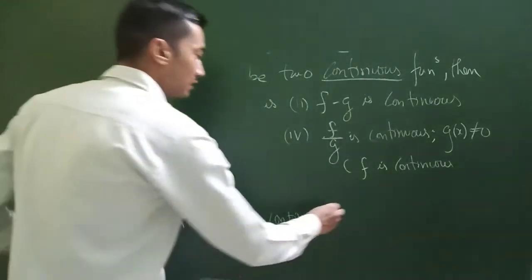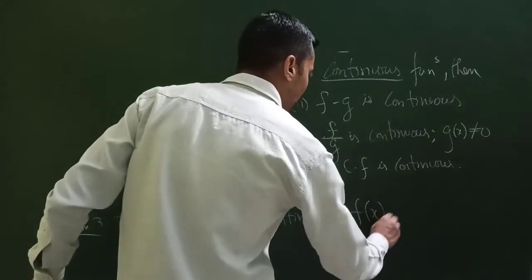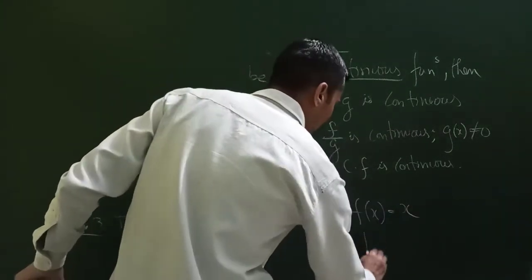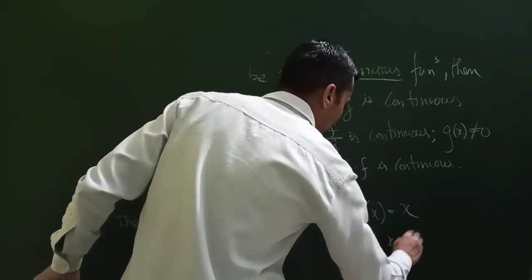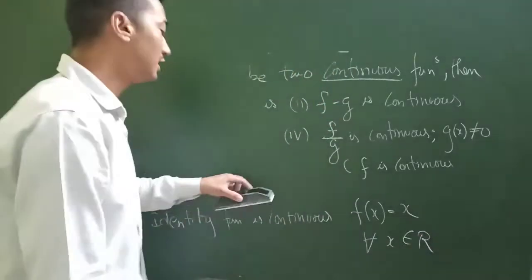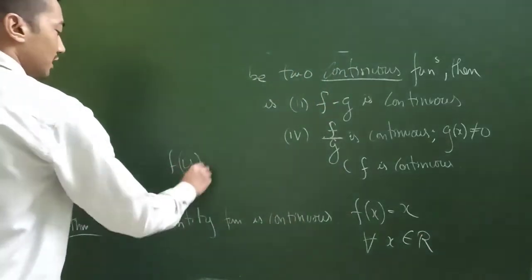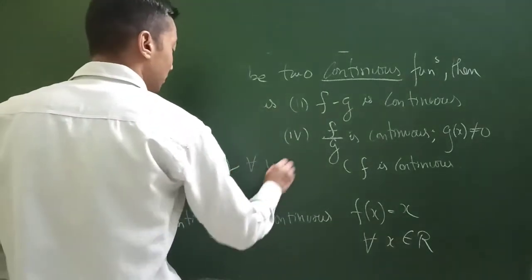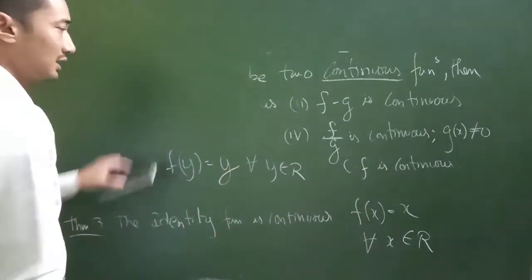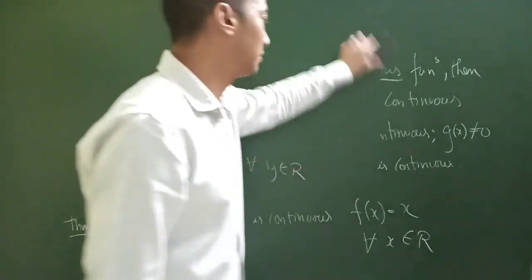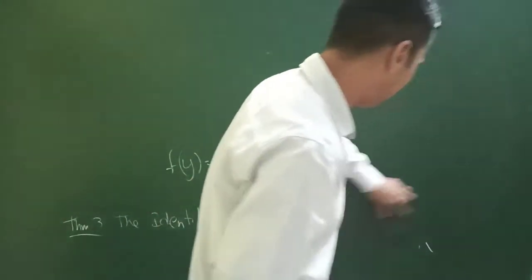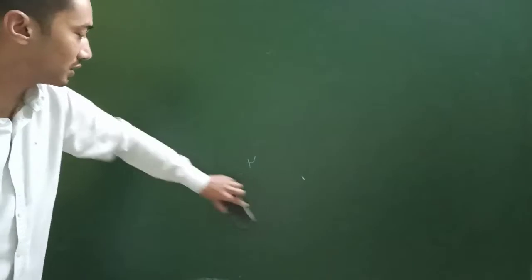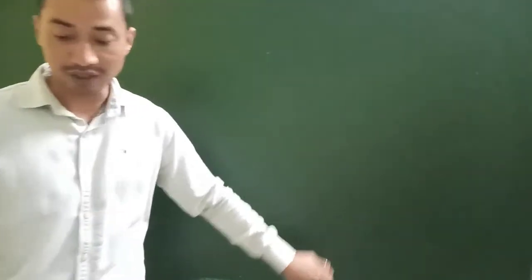So how do we denote an identity function? If you're dealing with a variable x, that's going to be f of x equal to x, for all values of x belonging to real numbers. If it's the variable y, then f of y corresponds to y, for all values of y belonging to real numbers. It really doesn't depend on the variable, right? So these are 2-3 theorems. There are some more. I'm going to give you all these theorems today in this class, so you can take your pen and paper and start noting down.